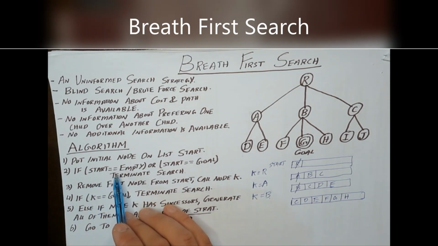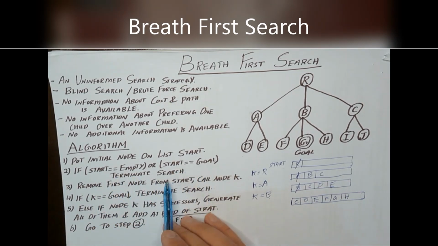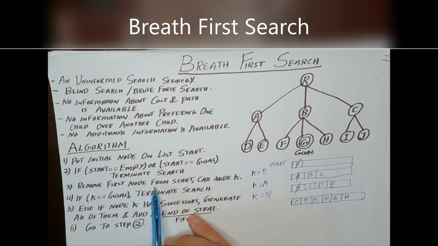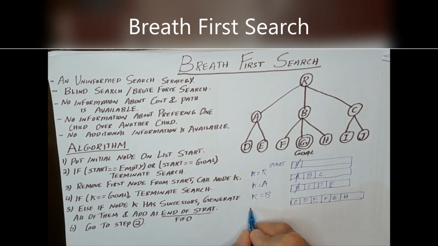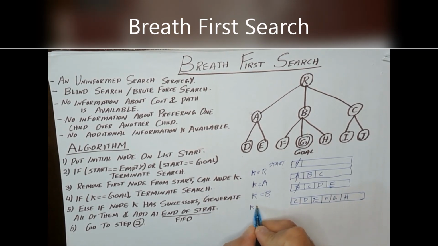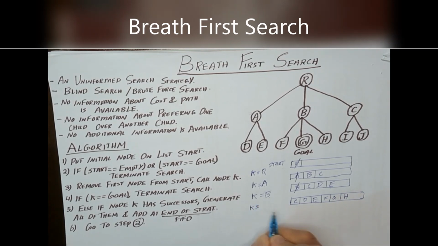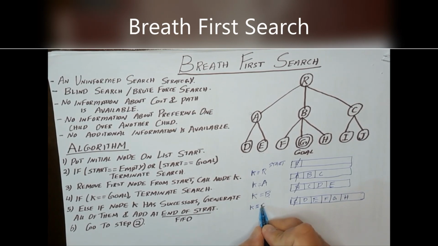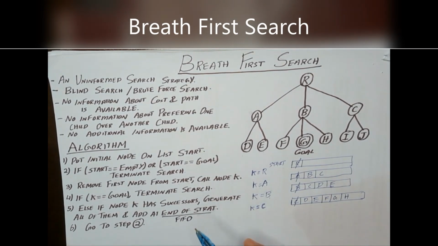Again we will see if start is empty or start is goal, we will terminate. But here it is not empty and it is not goal, so we move on to the third one. We will remove the first node from start, call it node K. Again the value of this variable K will be changed, and now we have the first node from the list, that is C. So we remove it from the list and we will place it in K. Again the same procedure will follow.